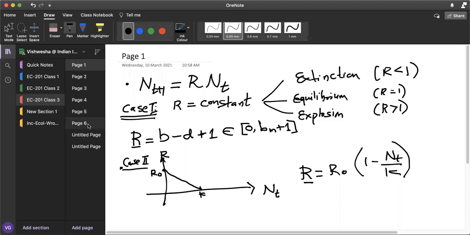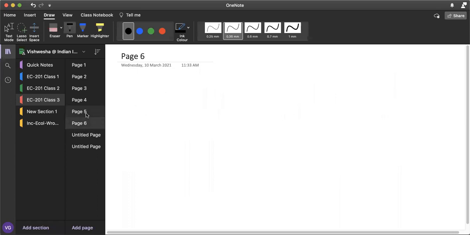X star is 1. So is it something like Germany and Japan, where they say there's only an aging population, there is no younger population, or the fertile population is less? Is it something like that?